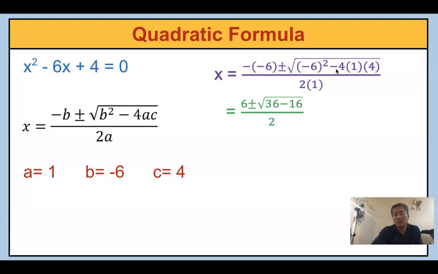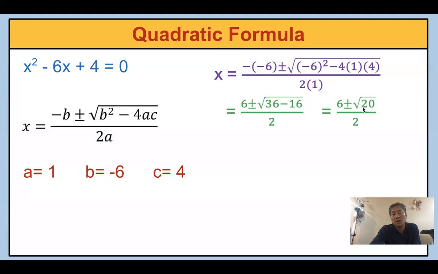Or if you use a calculator only without the square root, you put it into the calculator, then you will get what? 20, right? 36 minus 16 is what? 20. Don't put the square root when you put it into the calculator because you need to show the step like this. Then are we done? No, we need to simplify the square root, right?